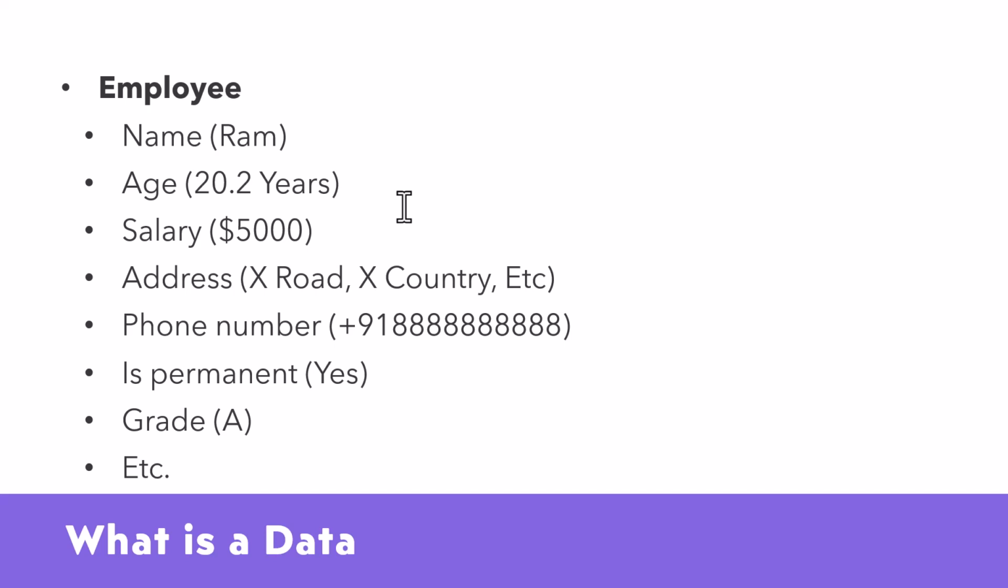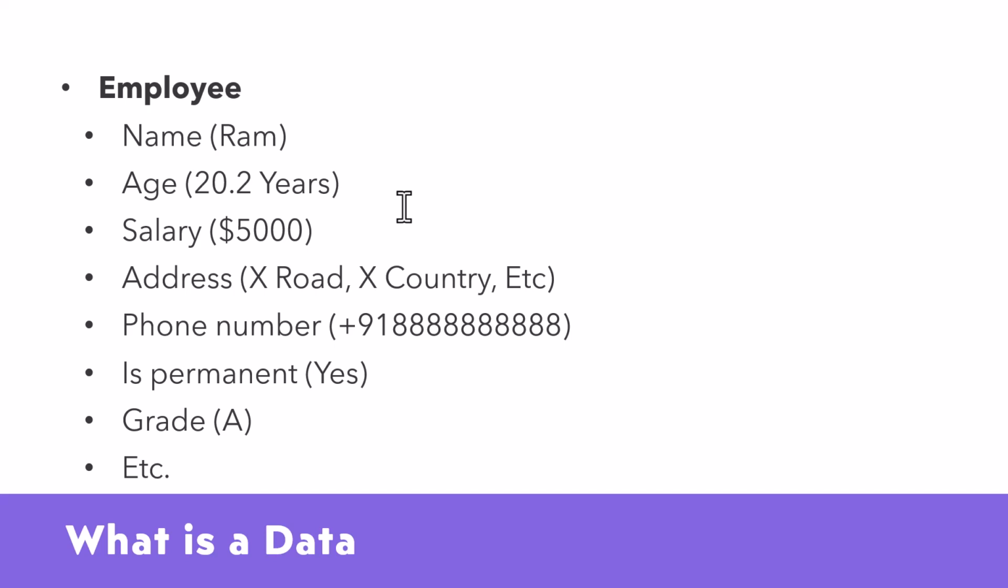Then let's say we have one more property which is permanent, and here I just want to indicate whether the employee is permanent or not. So for this property there can be only two options, either yes or no. So this yes or no is also a type of data. Then we have grade. Let's assume that we have defined some grades for the employees, and the grade for this particular employee is A. So this A is a single character, and this is also a type of data in itself.